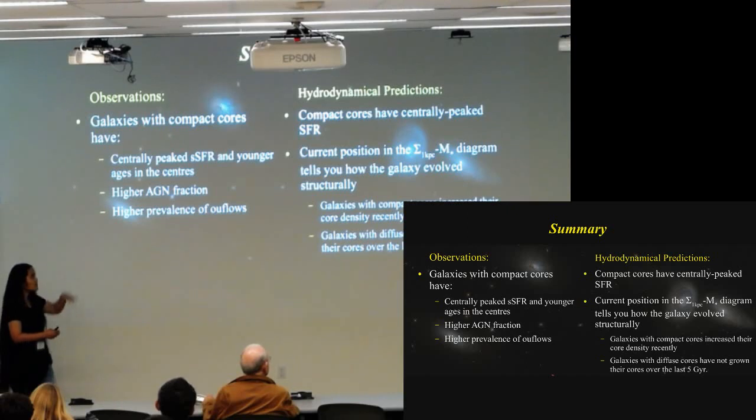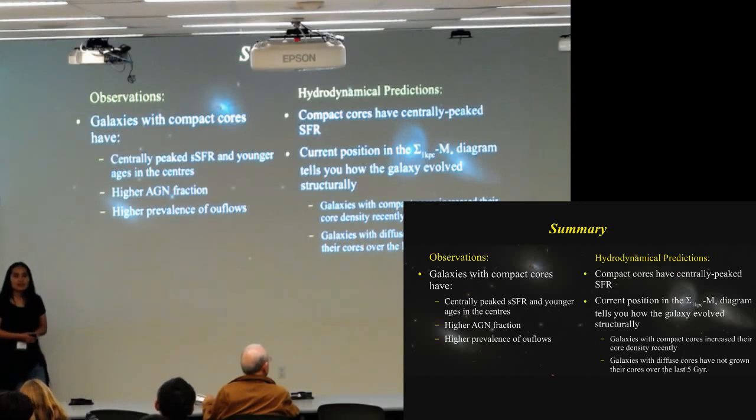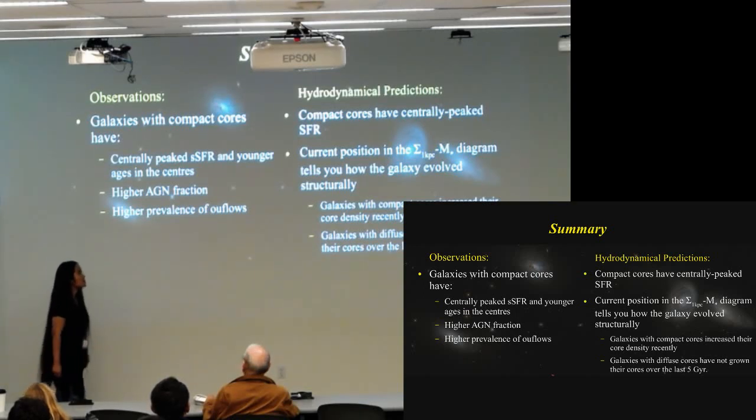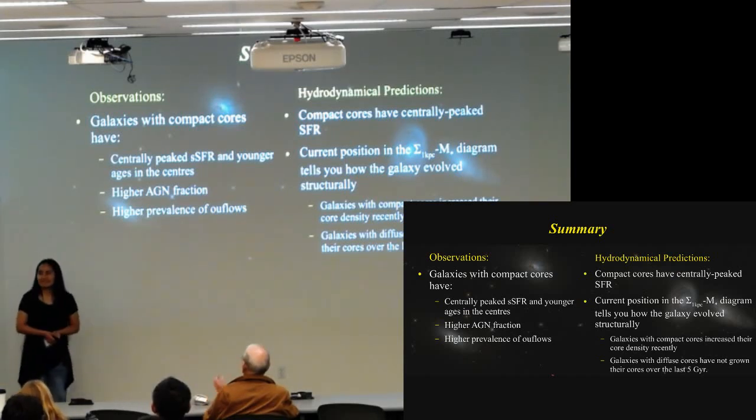So galaxies with compact cores increase their core density recently, which is a sign of a redshift 0 compaction-like process, whereas galaxies with diffuse cores have not grown their cores much over the last 5 gigayears, and even some of them decreased their mass. So thank you very much.